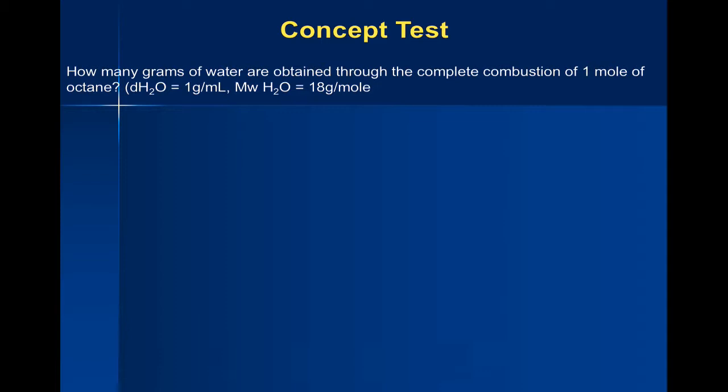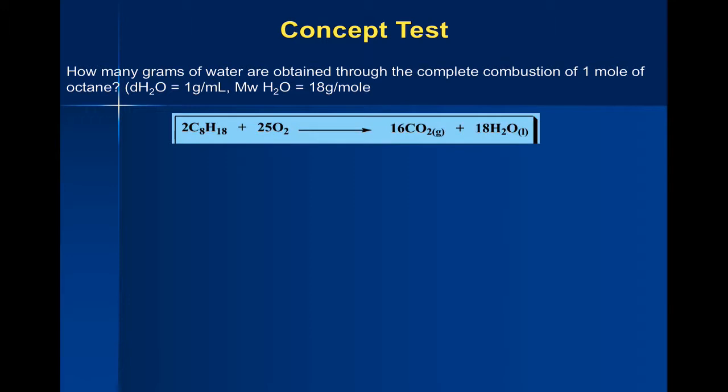Take a minute. How many grams of water are obtained through the complete combustion of 1 mole of octane? So we have octane gets completely converted into carbon dioxide and water. How many grams of water would we get in the complete combustion of that? So you fire up your car, you put just 1 mole of octane in it, and you drive down the road. How much water could you get to drink out the back end of your tailpipe?